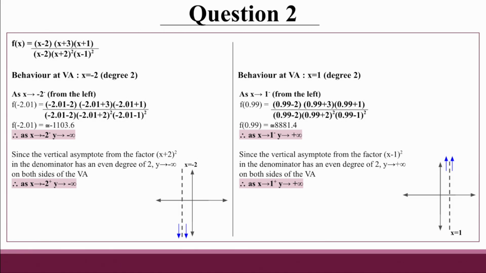For the vertical asymptote at x equals 1, it's the exact same process. To see the graph behavior as x approaches 1 from the left, I substituted 0.99 for x. F of 0.99 is approximately 8,881. This is a large positive number, which means that as x approaches 1 from the left, y approaches positive infinity. Just like the asymptote at x equals negative 2, this vertical asymptote from the factor x minus 1 squared has an even degree of 2 as well, which means that y approaches positive infinity on both sides of the vertical asymptote.